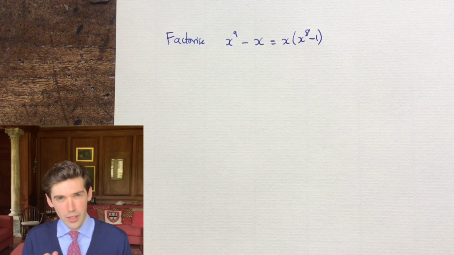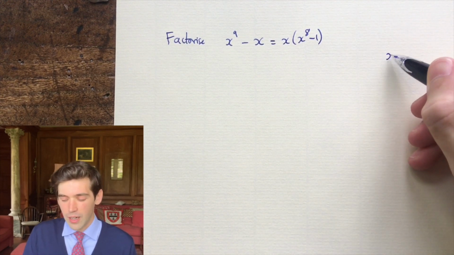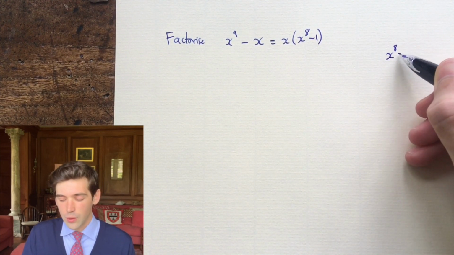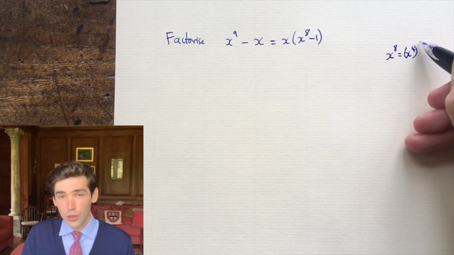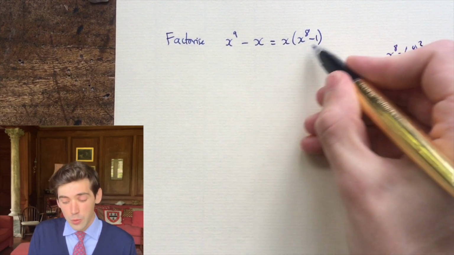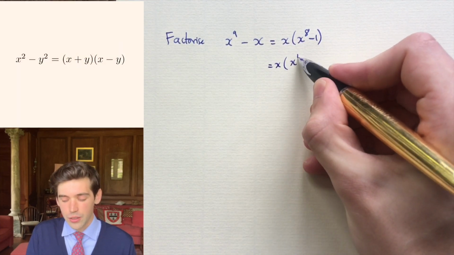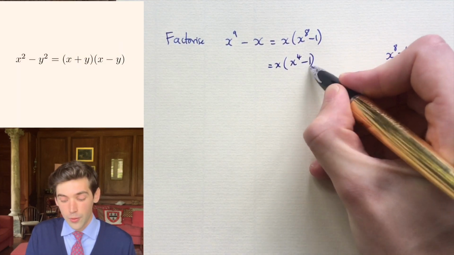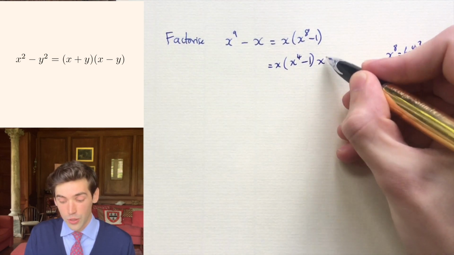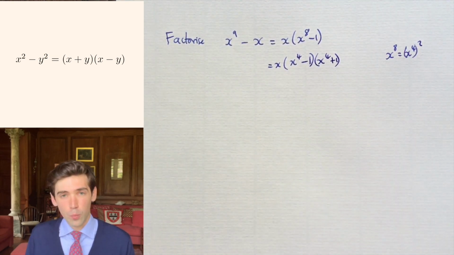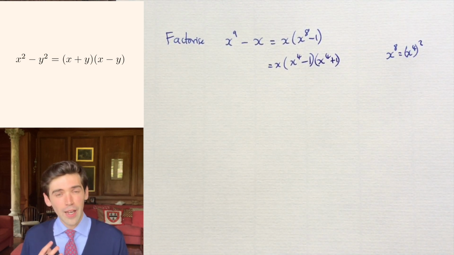And the thing you need to realise is that x^8 is actually equal to (x^4) squared. And so this becomes a difference of two squares. So you can write x(x^4 minus 1)(x^4 plus 1). Don't forget 1 is a square number, 1 times 1. And again, we're not finished.